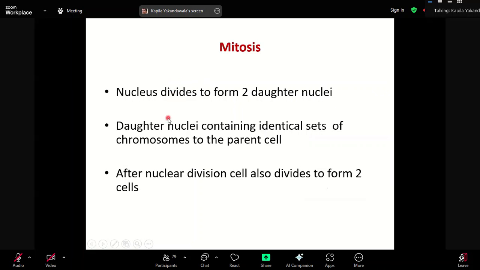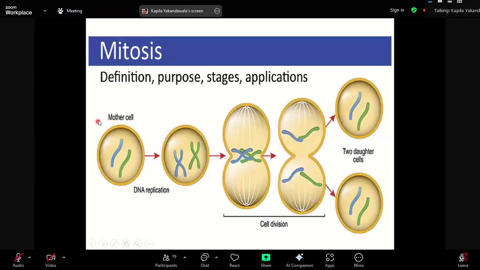Right, let's look at anunana vibhajane or mitosis. So the nucleus divides into 2 daughter nuclei. All the daughter nuclei will contain the same, identical 2n genetic material. After nuclear division, the cell will divide. Here, this is the mother cell, DNA is present, they will duplicate, replicate, right? So here you can see, half will go to one cell, the other half will go to the other part. If you look at the genetic material, it is the same. So 2n is maintained.